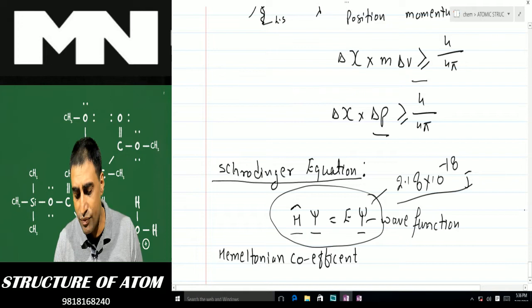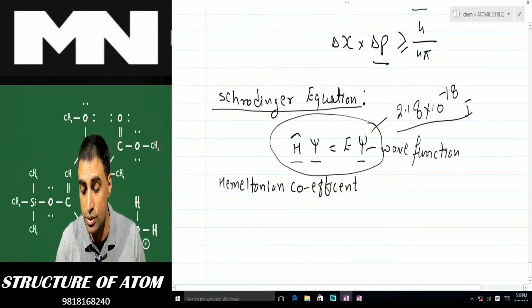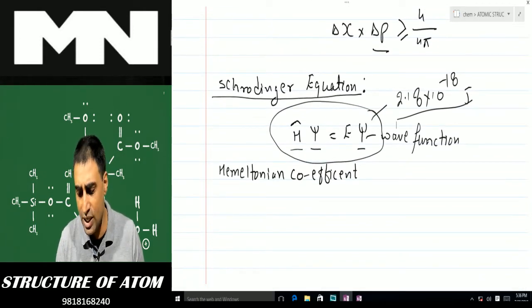So we have different coefficients, like with Hamiltonian coefficient, if you are multiplying it, you are getting energy. With Laplacian, you will get another value. With Hermitian, you will get another value. That all I'm going to explain to you later on. But for now, this is Schrodinger equation. So by now we have a wave mechanical model of an atom.